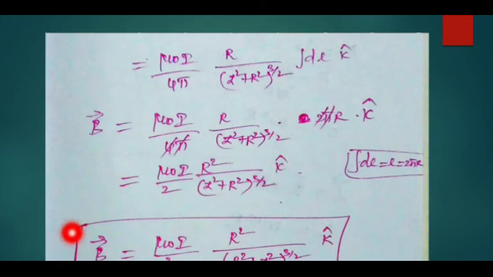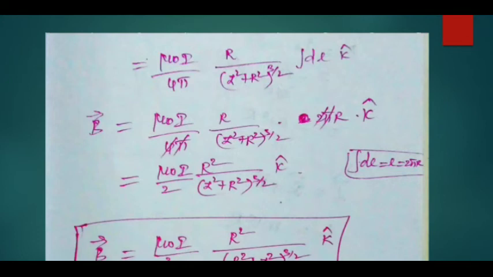So finally, the B vector is equal to mu naught I divided by 2, into r square divided by r square plus z square to the power 3 by 2, into k cap. So this is the magnetic field around the circular coil. Do you understand? Okay, students.